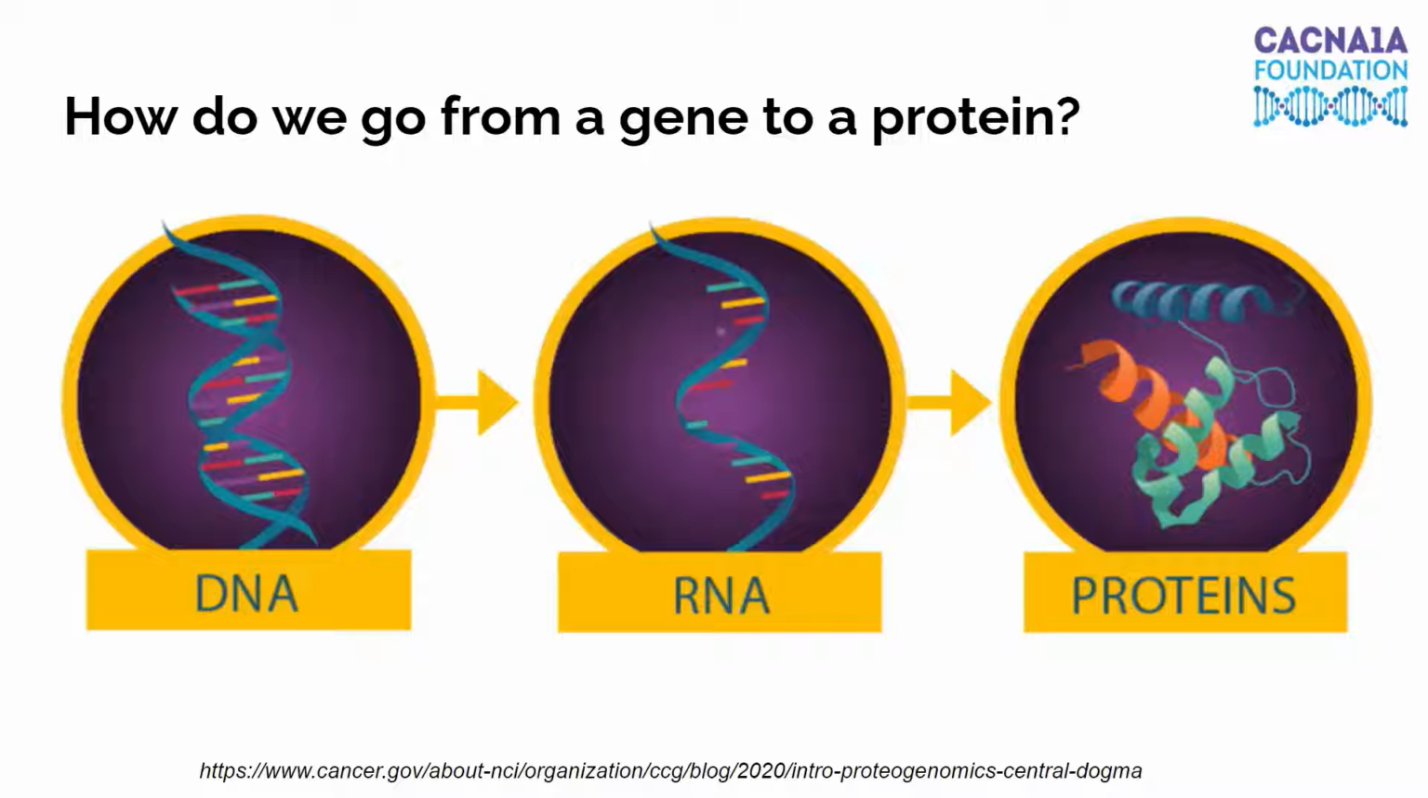So how do we go from a gene to a protein? Well, obviously our starting point is that gene in our DNA. It gets transcribed, or rewritten, into a genetic intermediate called RNA or mRNA. And the mRNA is what contains that final set of instructions from the exons in the gene that the cell can then use to make that final protein product.